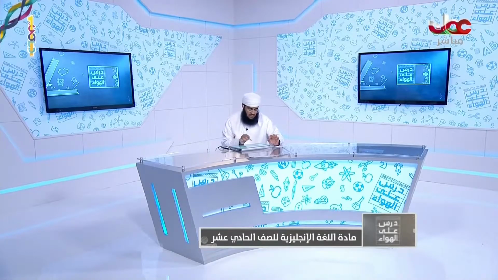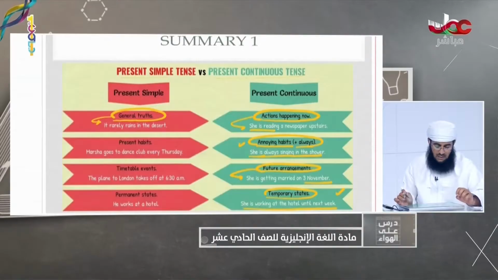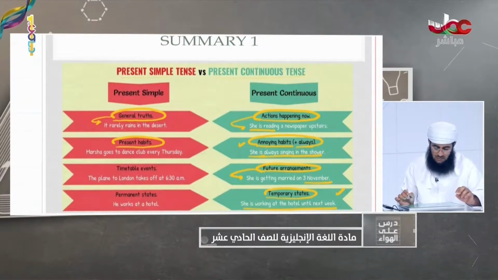In the present simple, we have general truth. For example, it rarely rains in the desert. We all believe that rain in the desert rarely happens, so this is a general truth. The second one is present habits. For example, Marsha goes to dance club every Thursday. So every Thursday is a habit here.